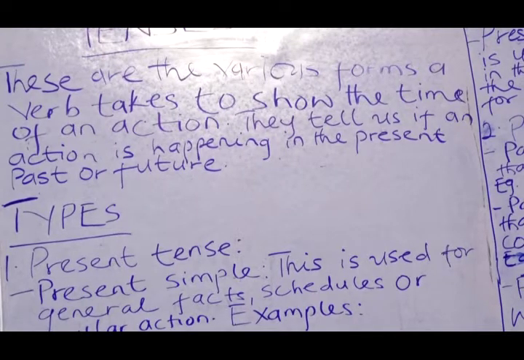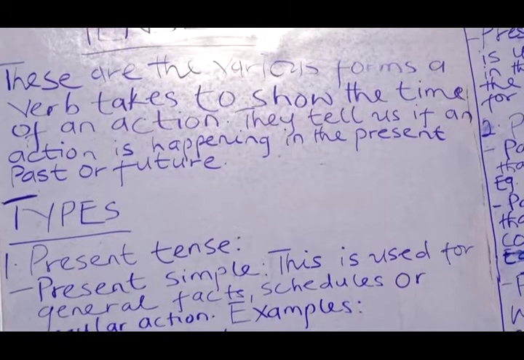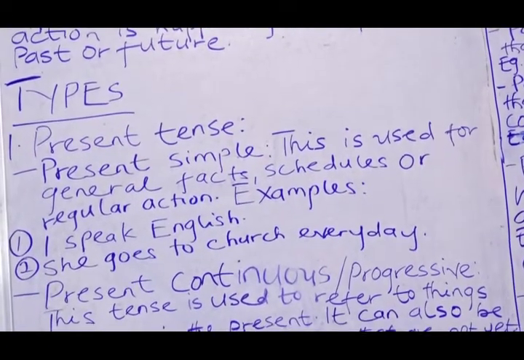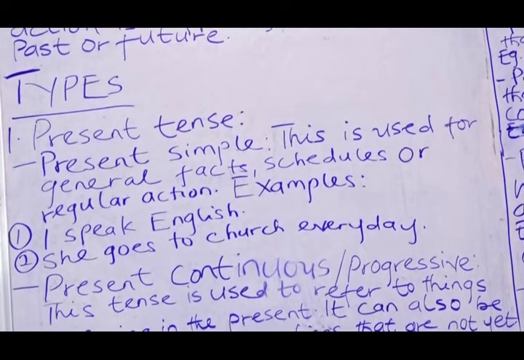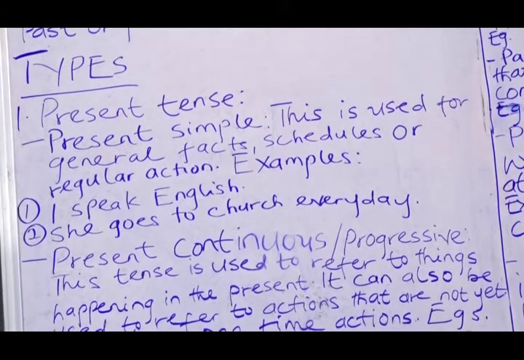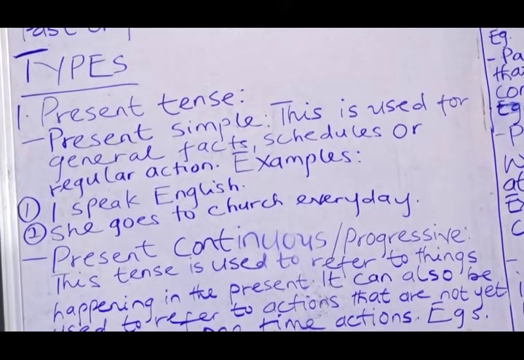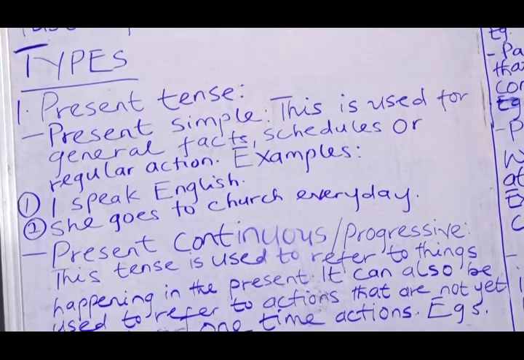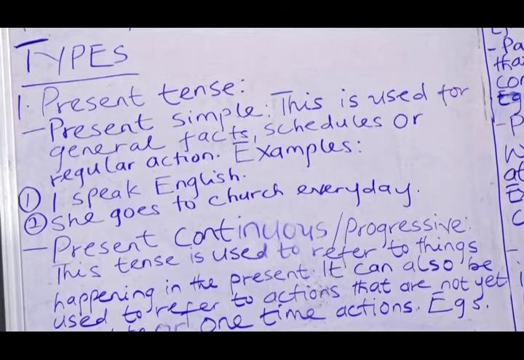So, there are various types of tenses. Now, normally, when they ask you how many tenses there are, you usually say present tense, past tense, future tense. That is not incorrect. There are 3 types of tenses: present tense, past tense, and future tense. But these 3 types of tenses are subdivided into 4 categories.